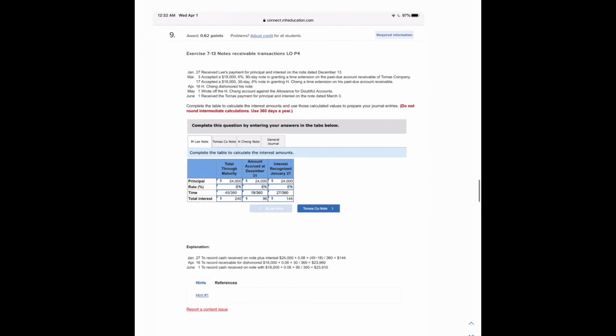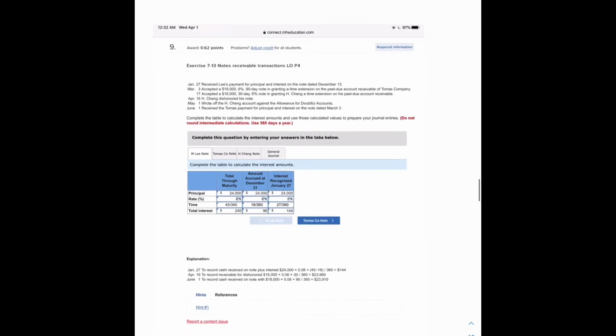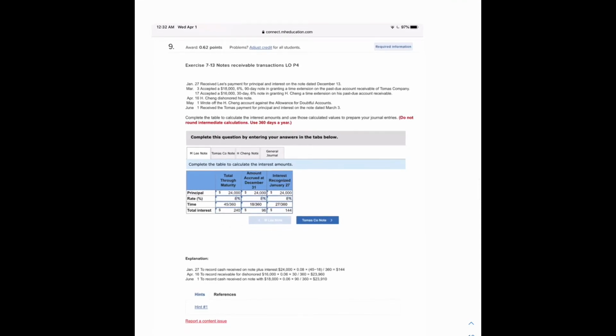That's a related question, so we'll just keep moving through. On this one, it tells us that we want to complete the table to calculate the interest amounts, and those calculated values will be used to prepare any journal entries that we have. In this case, what we're given is several different transactions, and we'll just read through those real quick, and then we can reference back to them as we need them.